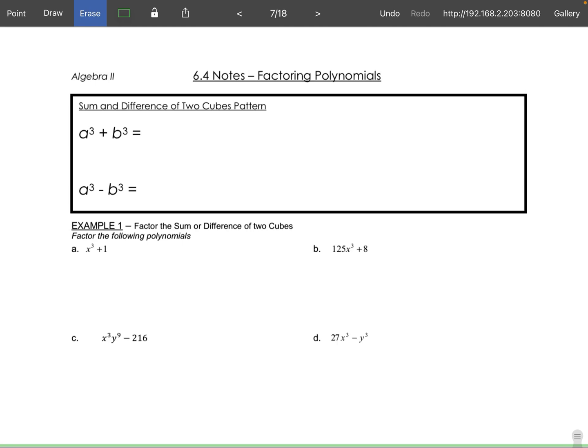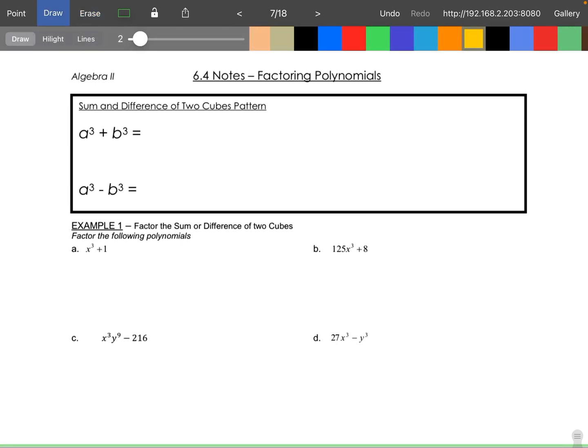We're going to learn how to factor. I'm going to make two videos. The first one is going to be on factoring the sum and difference of two cubes pattern. So there's going to be some formulas we're going to need to know for this. So let's go ahead and take a look.